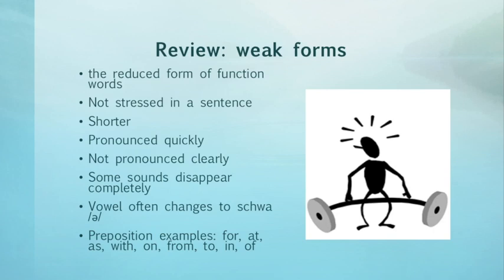So to review weak forms, they are the reduced form of function words, which are the unimportant grammar words. They are not stressed in a sentence. They're shorter. They're pronounced quickly. They're not pronounced clearly. Some sounds disappear completely. The vowel often changes to the schwa sound. And the preposition examples we looked at today were for, at, as, with, on, from, to, in, and of.